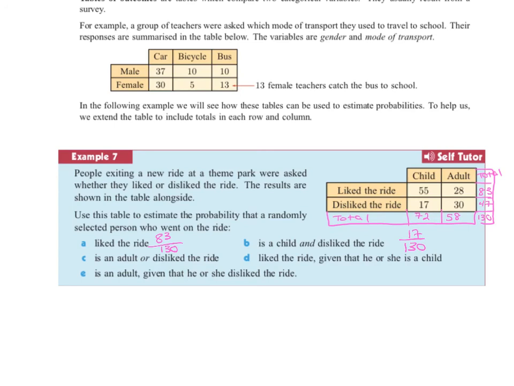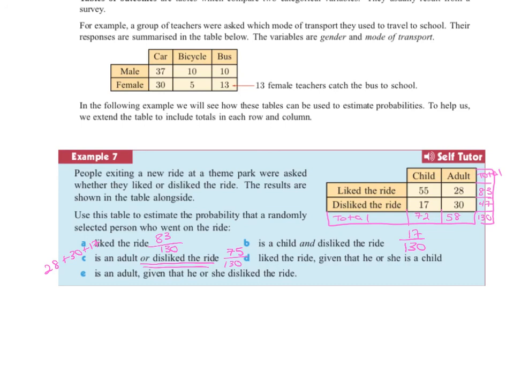Well, you'd have 17 plus 30, but we've already counted the 30, so we don't want to count it more than once. So really, it's just 28 plus 30, so that's the probability that they are an adult, plus 17, which is the probability that they disliked it and were a child, right? Because it's or disliked the ride. That includes children or adults out of the total, which is 130. Well, if you add 28 plus 30 plus 17, you get 75. All right. So that was C.